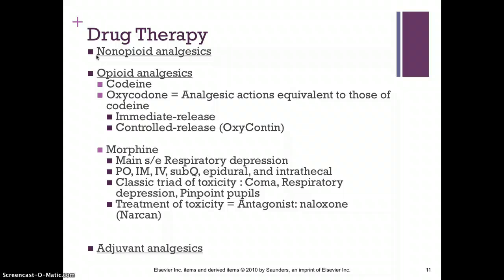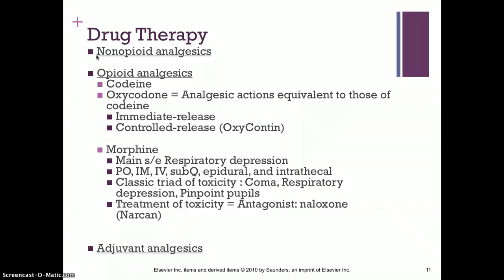Okay, so then we move into our opioid analgesics. For example, we've got codeine. We've got oxycodone. Oxycodone works very similar to codeine. It can be immediately released, or it can be a controlled release, which is Oxycontin. That was the MS Contin from the question before. Another example of an opioid is morphine. The major side effect here is respiratory depression. Morphine can be given PO, IM, IV, sub-Q, through an epidural or an intrathecal route. There is a classic triad, so 3 things, of toxicity of morphine: a coma, respiratory depression, or pinpoint pupils.